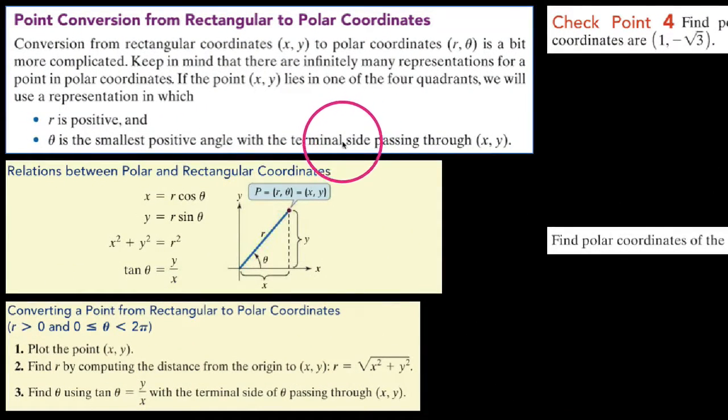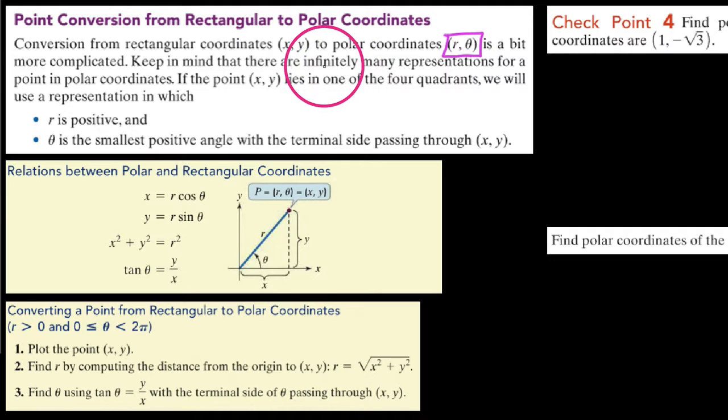Okay, YouTube, in our last video, we looked at how we could use information about a point in polar form, that is, use r and theta, in order to find its rectangular form, x, y. And in this video, what we're going to do is learn how to convert from rectangular coordinates, x, y, into polar coordinates, r, theta. And you notice it says it's a bit more complicated.